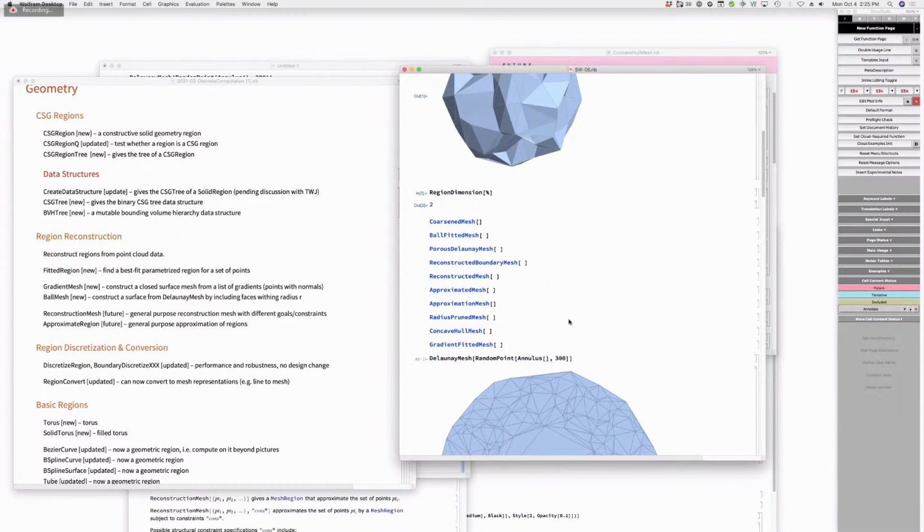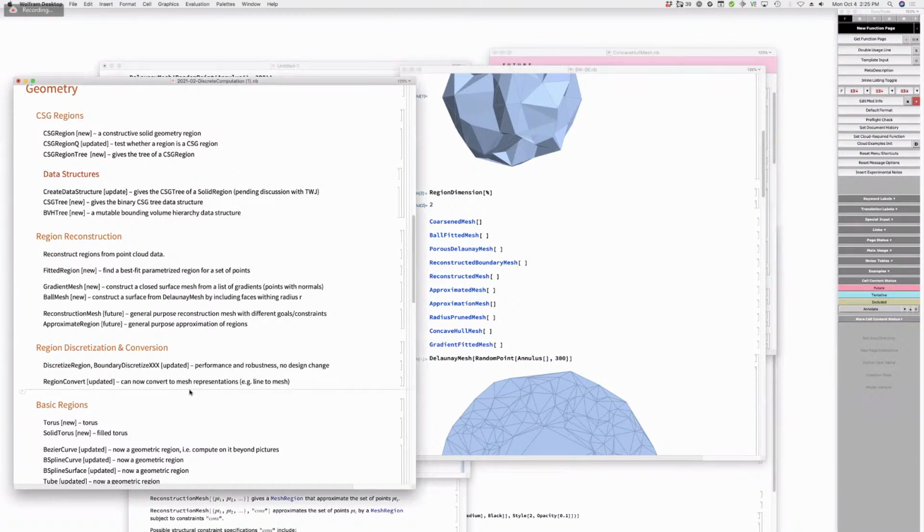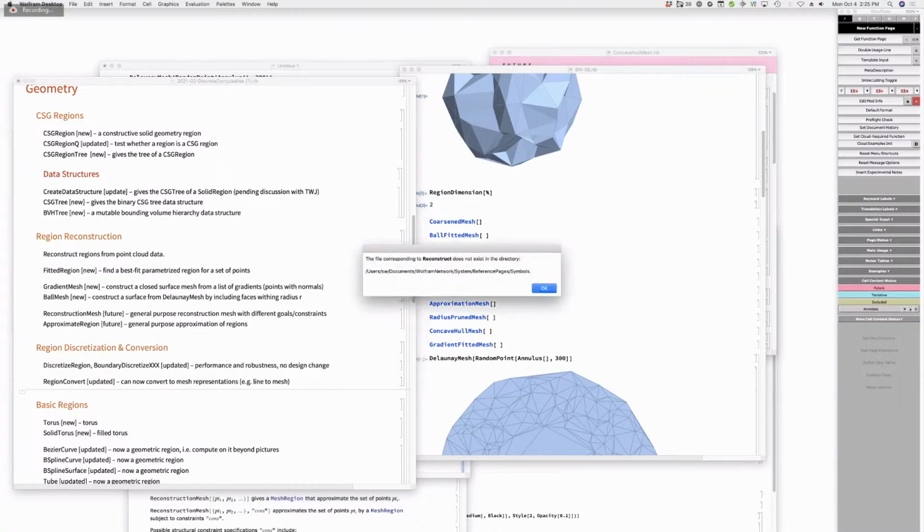All right. Concave hull mesh, I guess it is. All right, let's get to reconstructed mesh and approximated mesh as soon as we can. Like next version, right? Is that realistic? Roger? I think so. Okay, fine. Let's just look very quickly at these other things, see if we can get through at least the geometry part of this, and then we've got another, whoops, region convert, right?